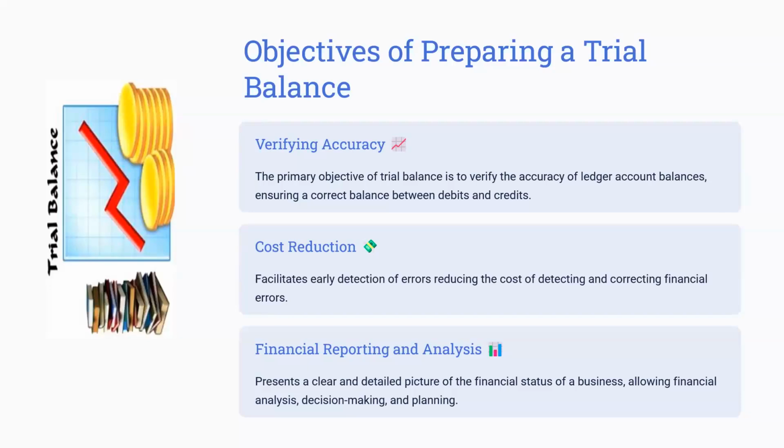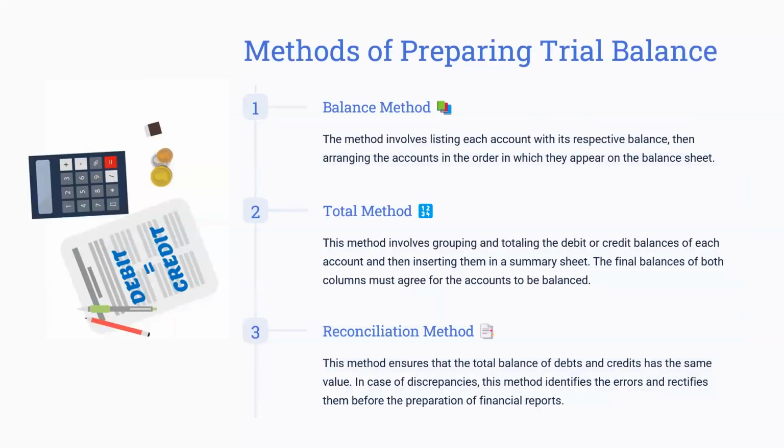Yes, ma'am. Fine. So let's see, there are a few methods for preparing the trial balance. The main ones are the balance method, the total method, and the reconciliation method. The balance method and total method are the two conventional methods, the oldest forms of preparing the trial balance. And the bank reconciliation method is newly added, in the sense that it has come since the beginning of the century. So, three methods.